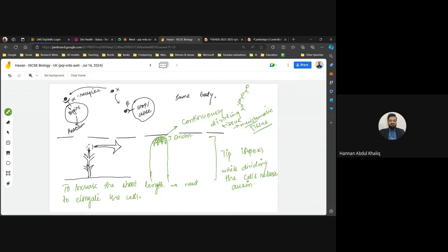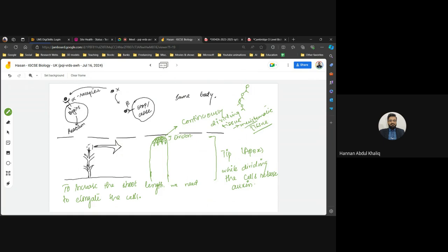Yes. Or you can also say the bones elongate and the height would increase. Now, the problem is that in plants, they don't have bones, but still they have cells that would elongate and would increase the length of the plant.